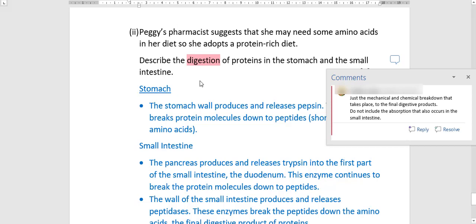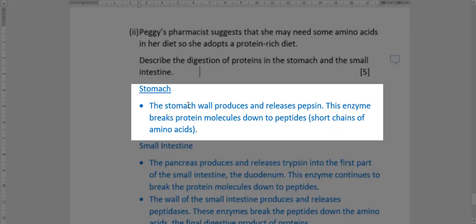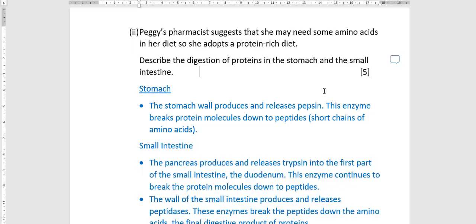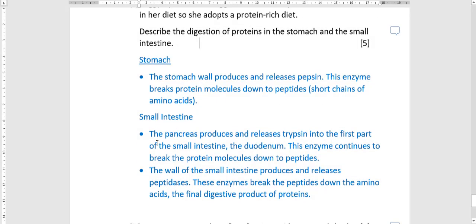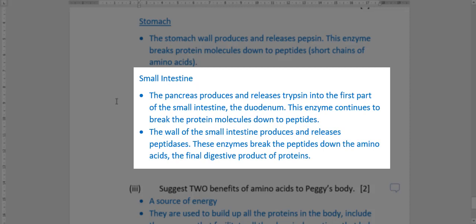Okay, so be specific. In the stomach, as we saw before, the stomach wall produces and releases pepsin. The enzyme breaks protein molecules down to peptides. So in the stomach, you go from protein to peptide. That's what pepsin does. And in the small intestine, the pancreas produces and releases trypsin into the first part of the small intestine called the duodenum. Now note, I'm taking note of where the various enzymes are coming from. In the stomach, it's straightforward because the pepsin is produced by the stomach and released into the stomach. But in the small intestine, there are different parts, and different organs and glands will produce the enzymes and send them into the small intestine to do their work.